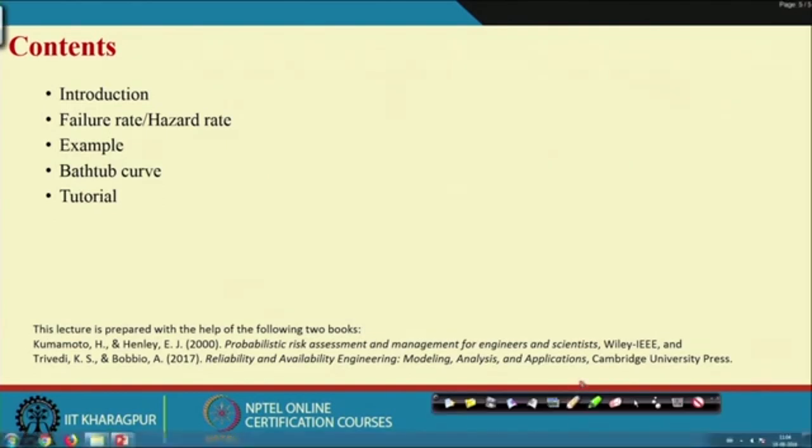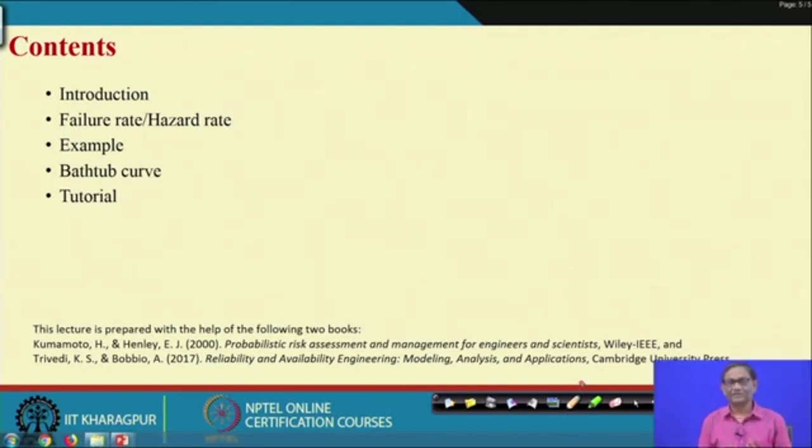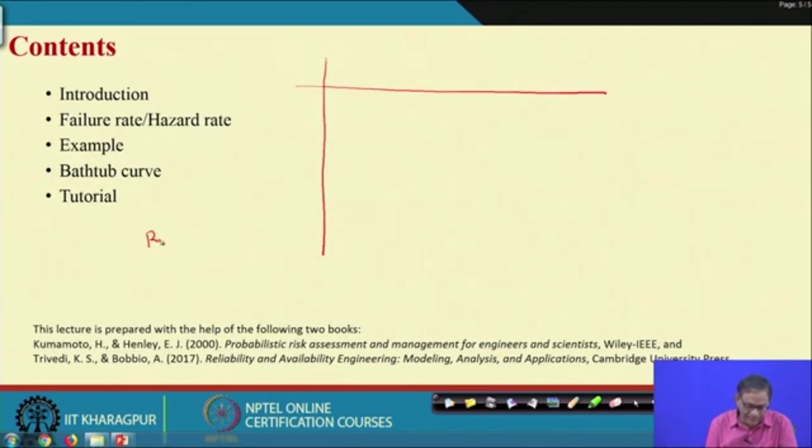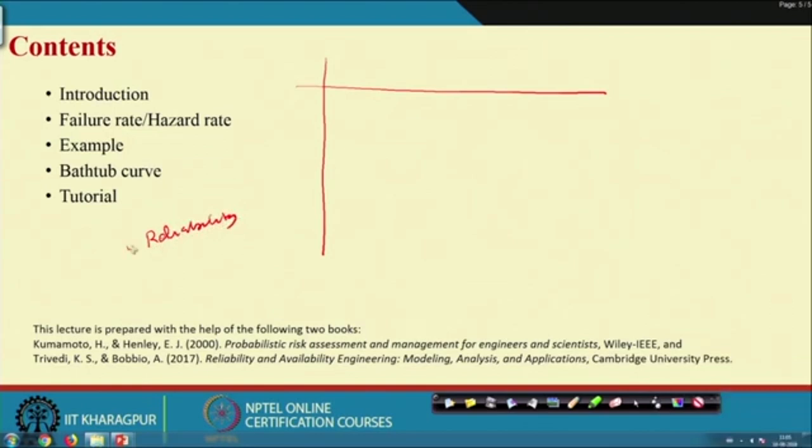Let us understand what we have discussed in the last class, because this class has a good relation with my last class. In the last class, I showed you the concept of reliability, then failure distribution. We defined reliability as R(t), failure distribution as F(t), and then we went to the probability density function, which we defined as small f(t), where t is the time to failure.